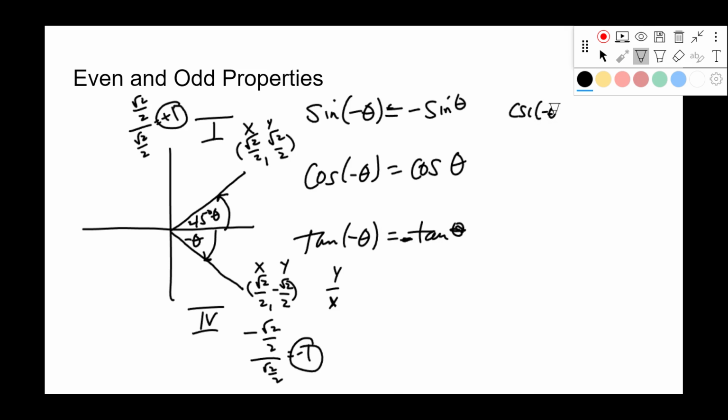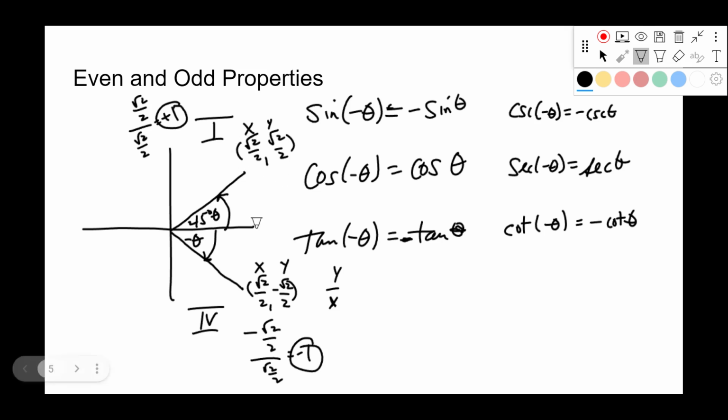So cosecant of negative theta is negative cosecant theta. The secant of negative theta is equal to the secant of theta. And then the cotangent of negative theta is negative cotangent theta. Okay? Now, some people remember it like this, which is fine. You can remember it like this, but that's easier. This is how it works out. This is how we get these answers. It comes from quadrant 4 and quadrant 1. Okay, comparing the two answers.